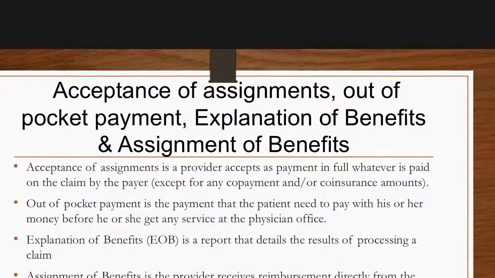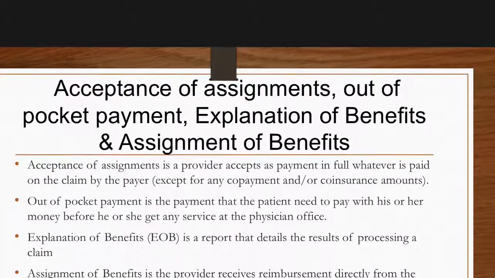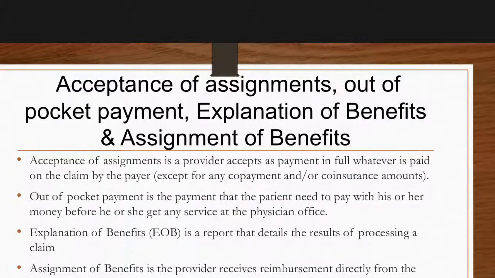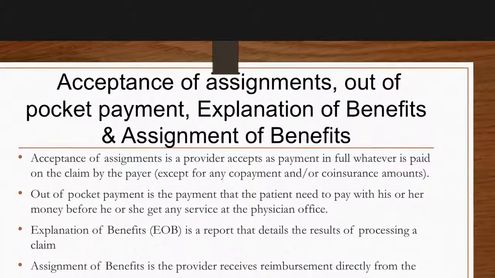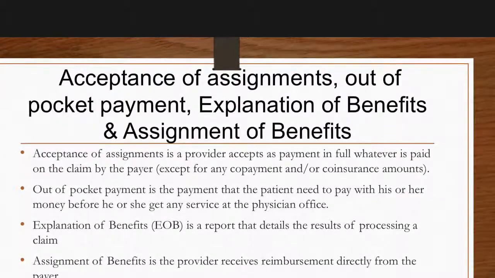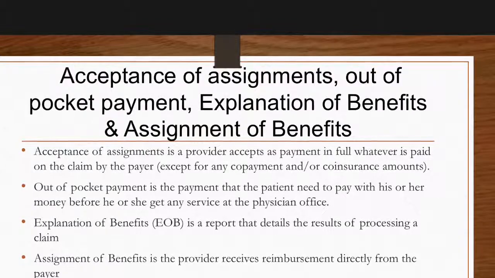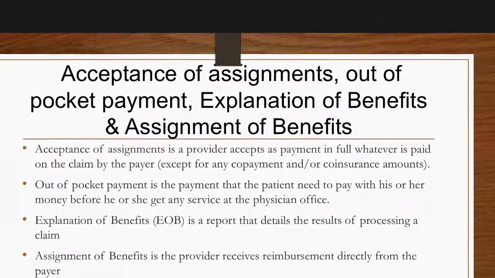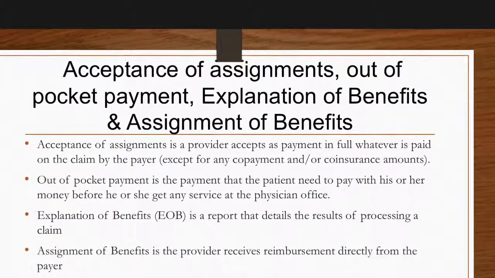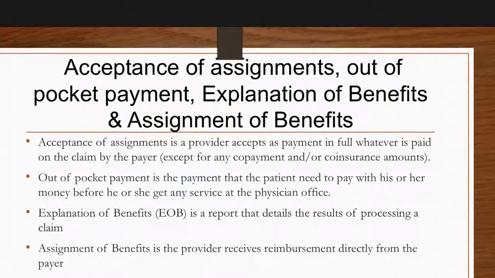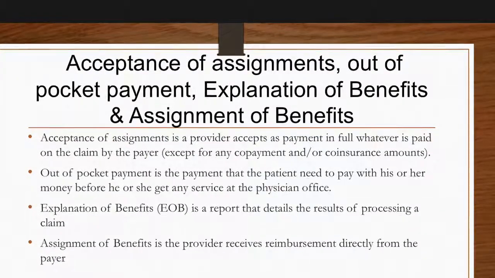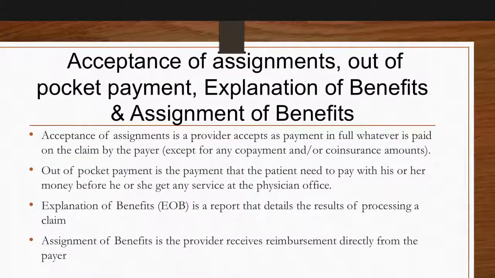What are acceptance of assignment, out-of-pocket payment, EOB, and assignment of benefits? Well, acceptance of assignment is when a provider accepts as payment in full whatever is paid on a claim by the payer. Out-of-pocket payment is a payment the patient needs to pay with his or her own money before he or she gets any service at the doctor's office. EOB is a report of the details that result from processing the claim. Assignment of benefits is when a provider receives reimbursement directly from the payer.